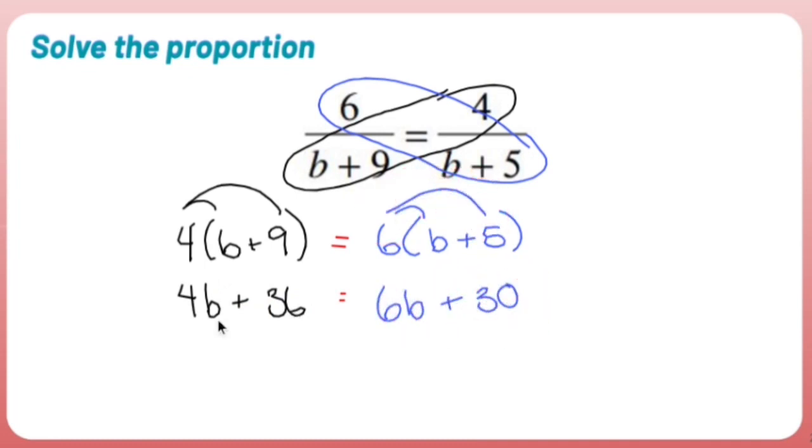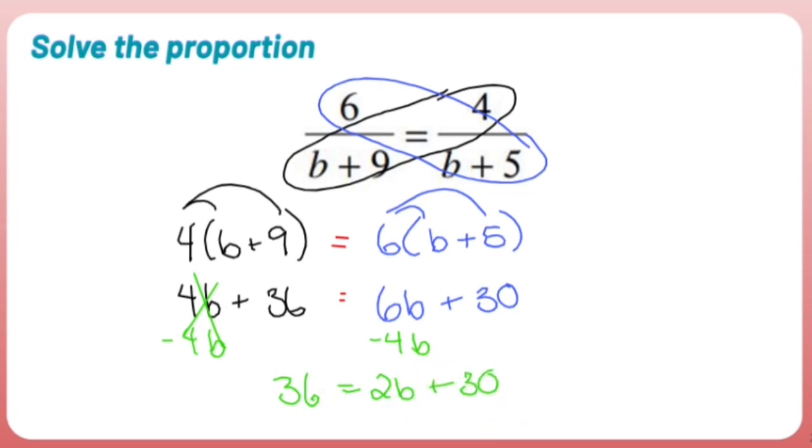Now I have variables on both sides of the equal sign. So why don't I do this? Why don't I subtract 4b from both sides? Because I like to keep my variable positive. It's not necessary that you do it this way. I'm just doing it. Okay, try and stop me. That gives me 36 equals 2b plus 30.